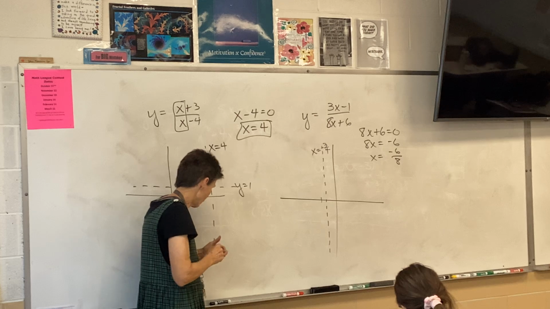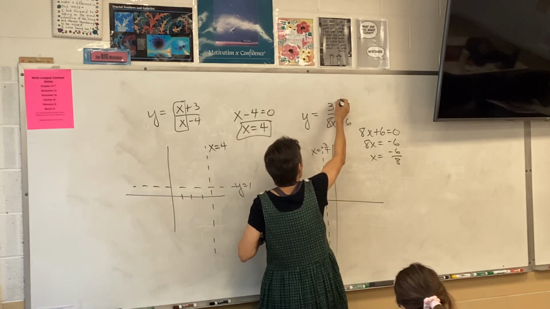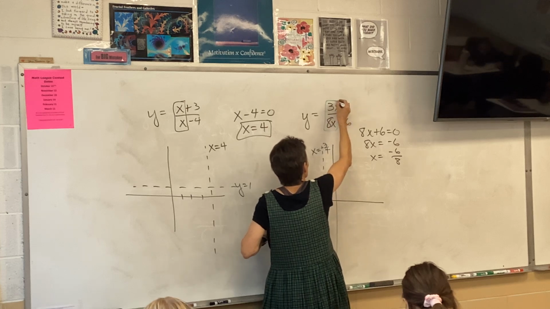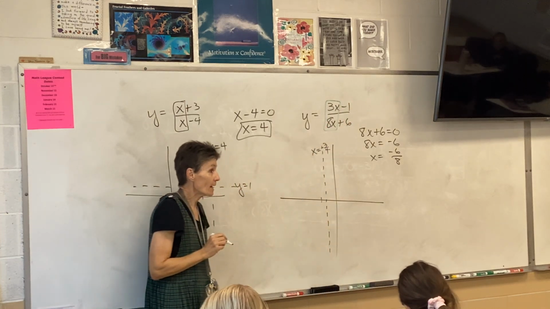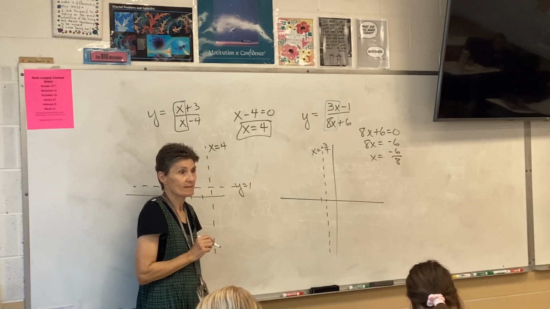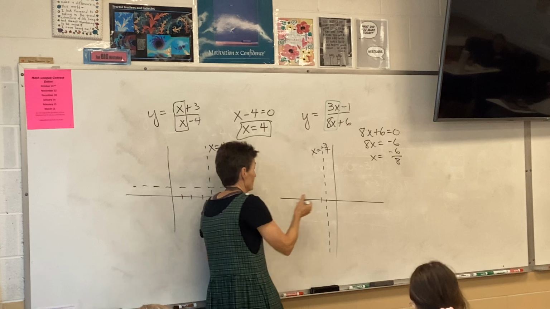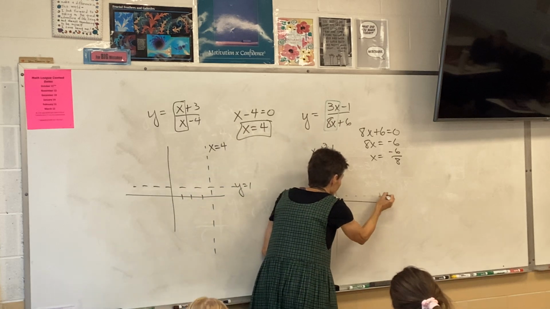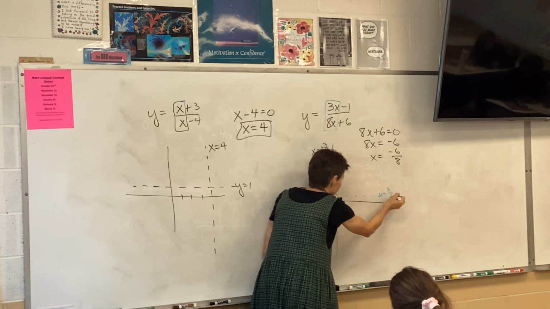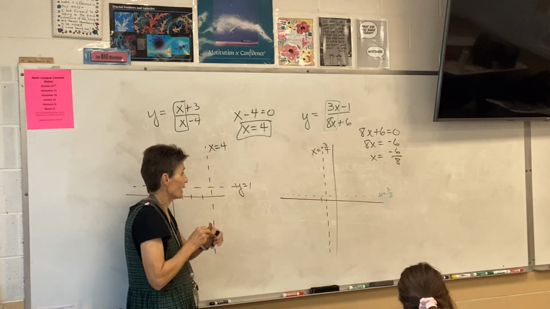Now where's my horizontal? We got 3x over 8x. What is that? 3/8. So y equals 3/8. And remember, just get it generally in the right area. It doesn't have to be perfect. It's less than 1.